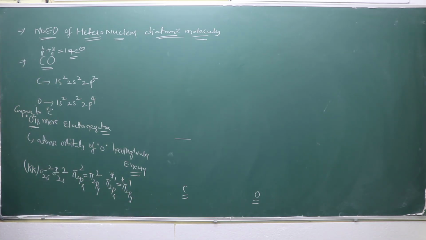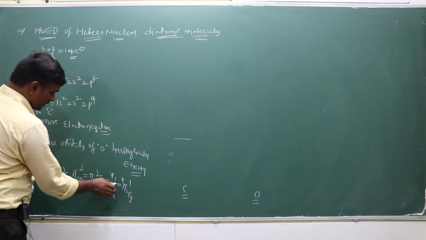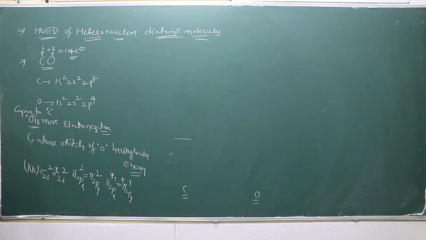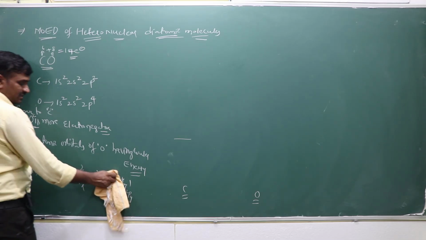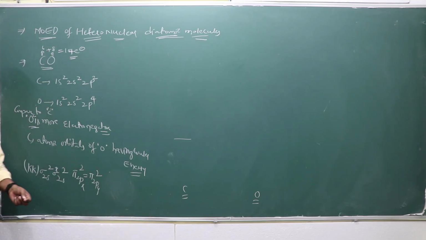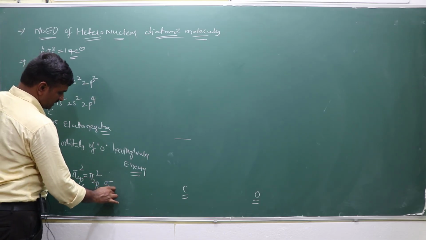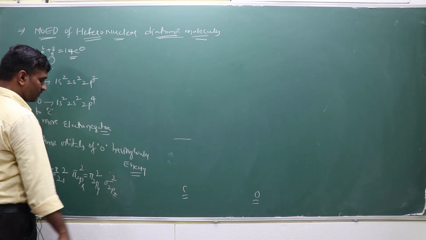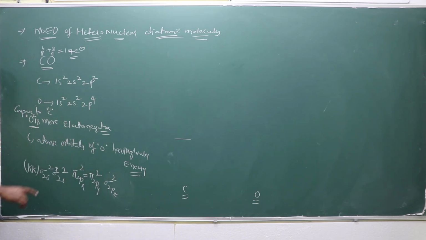Pi star 2px 1. Sorry. After that, not pi star. What is happening? Sigma 2pz is also there. After this, sigma 2pz. 14 or below 14, this type of configuration is there. Electrons, sigma 2pz2. So this is over.